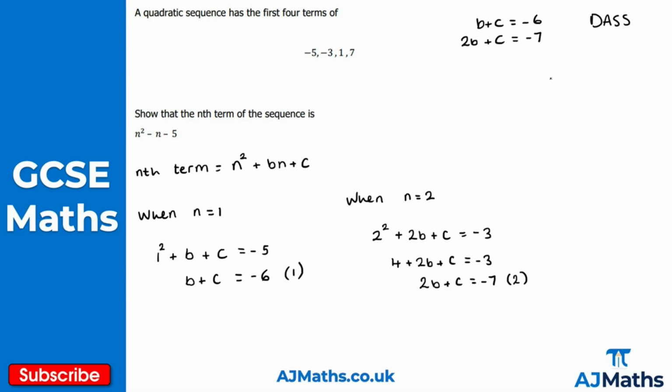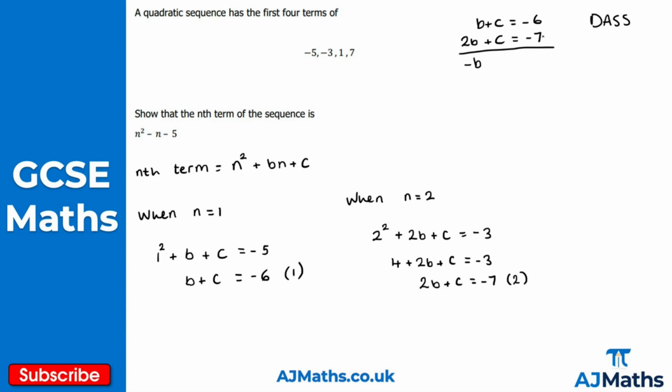So remember, if the sign is different, we need to add. If it's the same, we subtract. Okay. So what would that give us here? So b minus 2b, that would give me minus b there. I've then got c minus c. So c minus c, they just cancel.